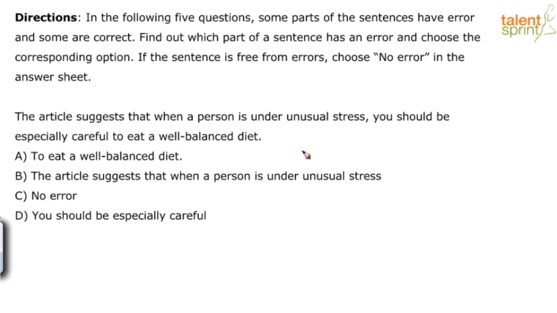So where do you think the error is? Or if there is an error at all? So why is there an error? So the article is suggesting that when a person, right? Which means they are referring to some person, one person, exactly, right? So because they are referring to one such person and not anybody specific, you can't say "you should be especially careful". That's misleading. So it should be "one should be", correct, right? So having said that, the error is in part D.